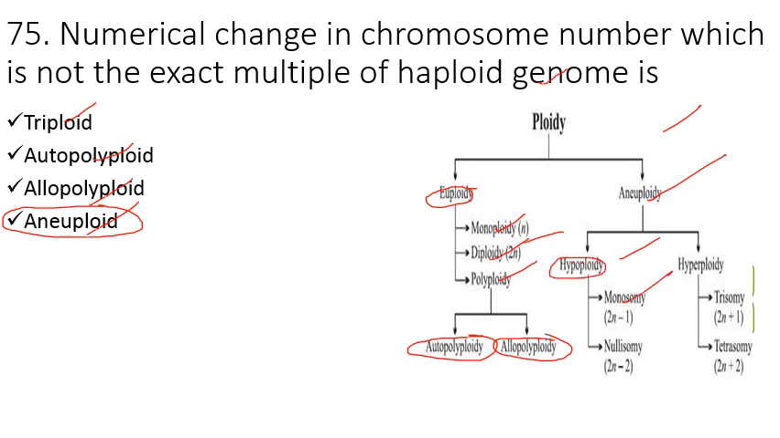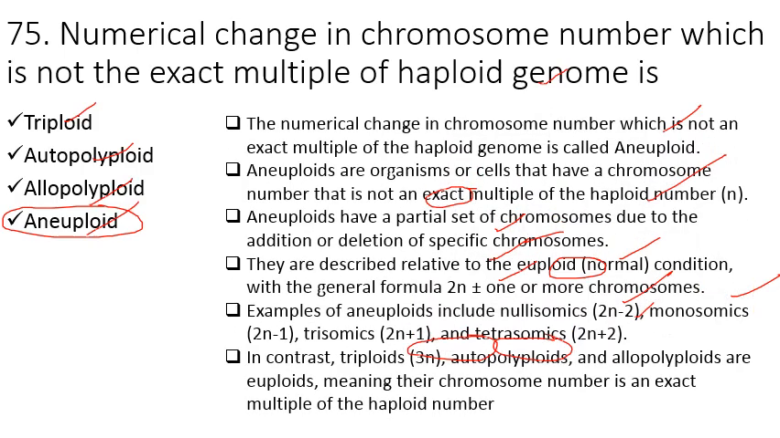Hypoploidy, which is monosomy, means deletion of one chromosome from the diploid set. Then nullisomy, that is deletion of two chromosomes from the diploid set. Then we have hyperploidy, that is trisomy, having one extra chromosome in addition to the diploid set. Then we have tetrasomy, that is containing one additional pair of chromosomes in addition to the diploid set. So the numerical change in chromosome number which is not an exact multiple of the haploid genome is called aneuploid.